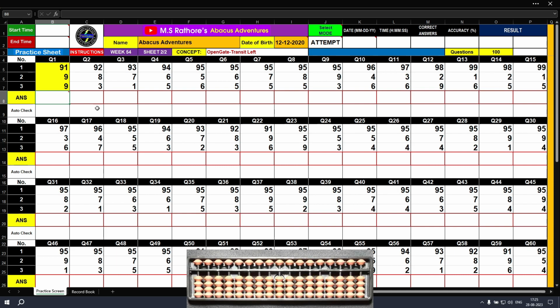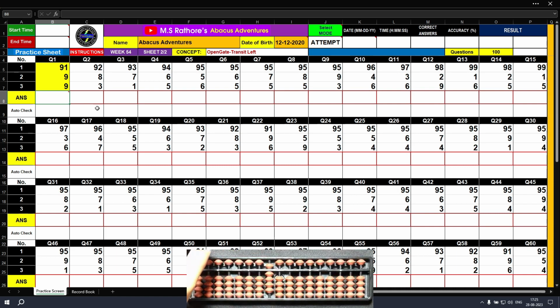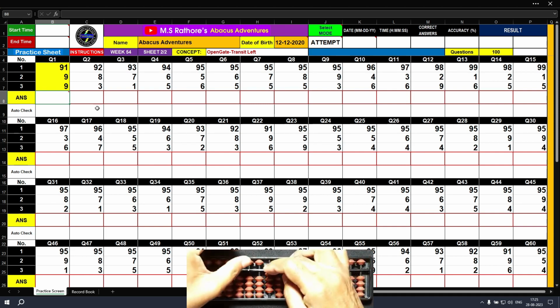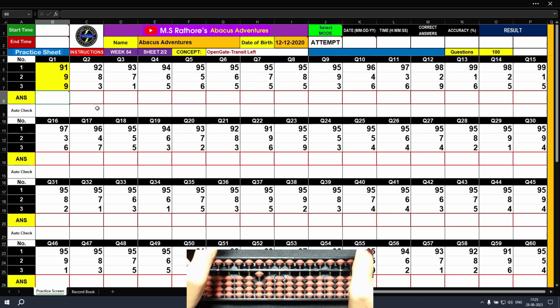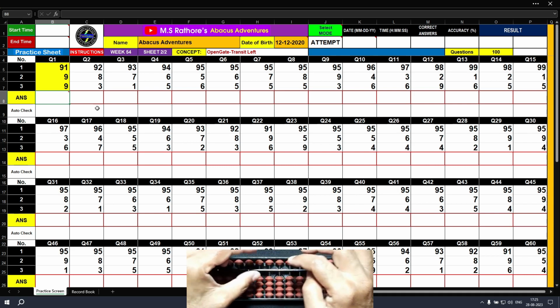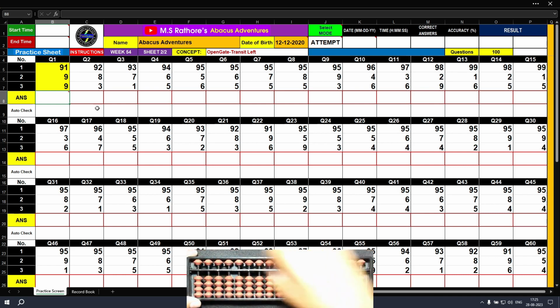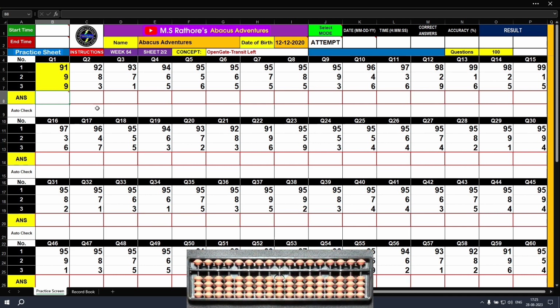So before I solve question number one, let me show you the plus 10 concept once again. Suppose we have plus 90 on the Abacus tool and we have to do plus 10. So we'll do like this. Similarly, this is minus 10, right? Plus 10 paired. Let's solve question number one and see how open gate works.